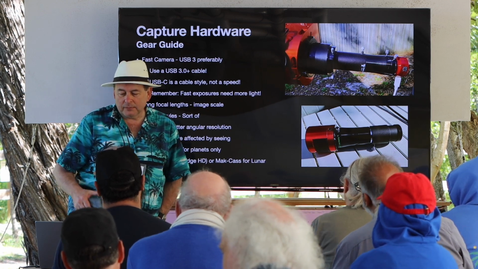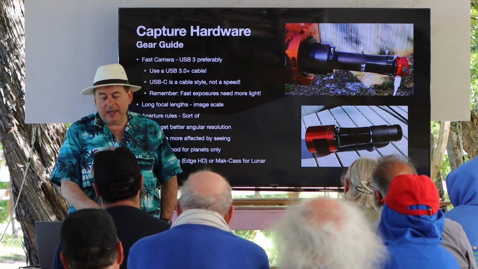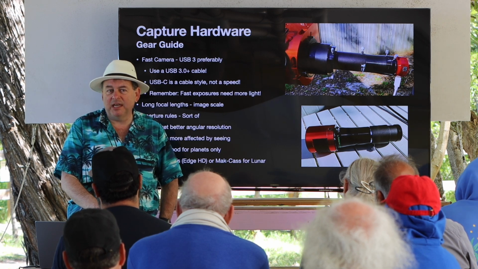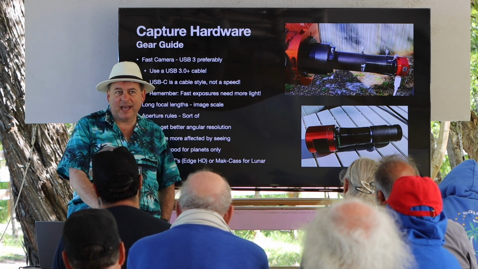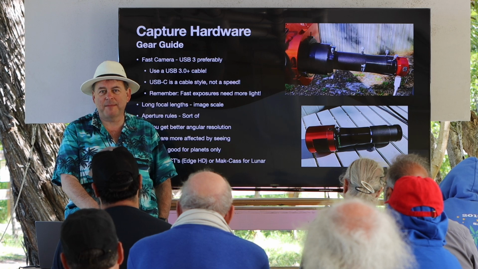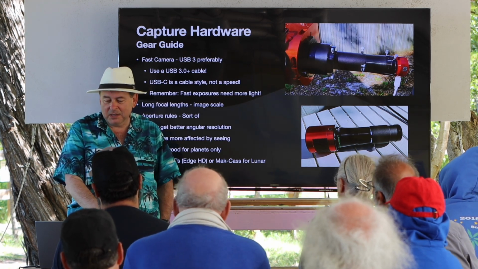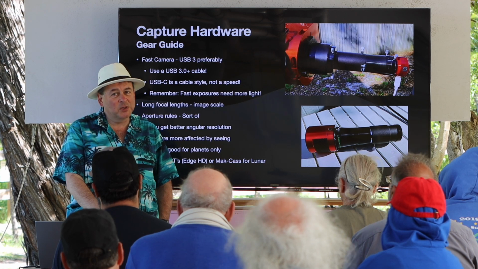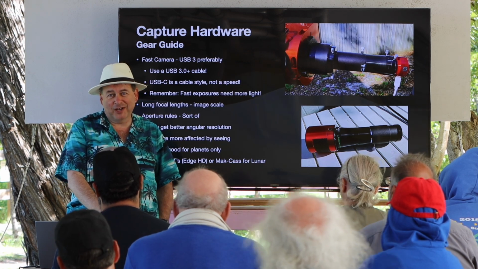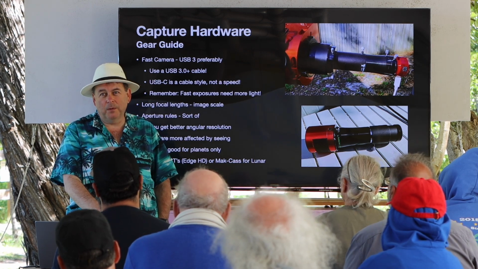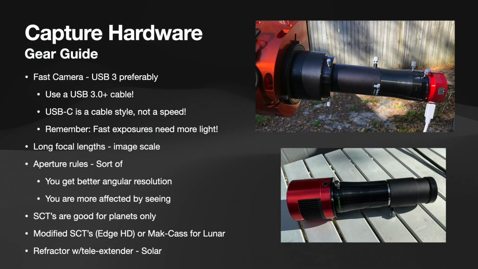But SCTs are really great for planets. For lunar, a modified SCT like an Edge HD works really good, or a Mac Cassegrain. I'm particular to Mac Cassegrains. I just like the optical design. I have a small one and it does really great. I also find if you've got a 6-inch or bigger refractor, it does pretty all right on the moon. Like I showed you the 0.1 arcsecond per pixel image a minute ago. That was also pretty okay.